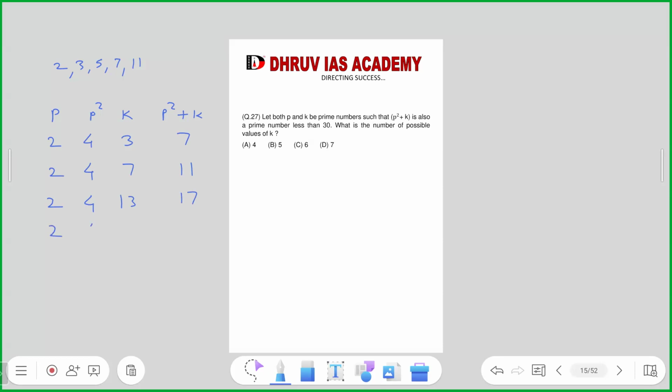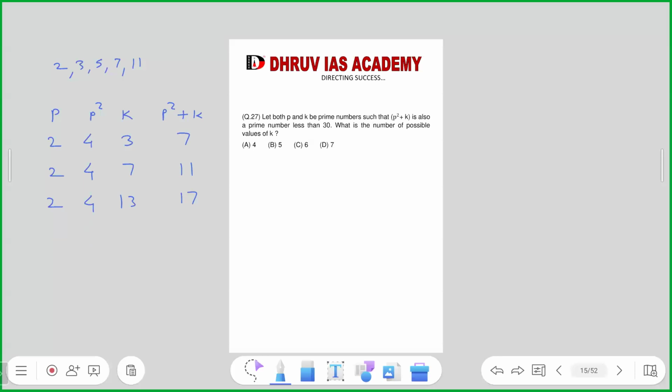Okay, then the next prime number is say 17, then 23 and 29. If you take 29 here, 33, and that number will be more than this. So that is the only combination here for the value of 2.